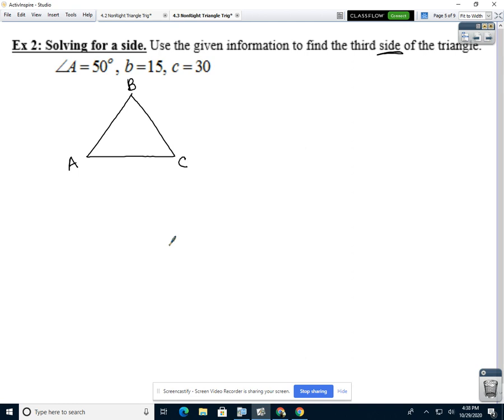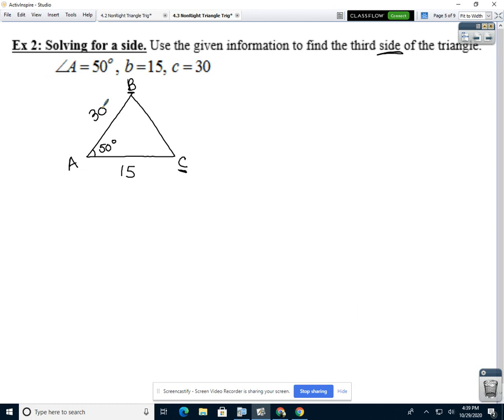So it gives me angle A is 50 degrees. So I'm going to go ahead and put 50 degrees right on here. Lowercase b, or side B, is 15. So here's B, right? So I know that side B has to be across from it. And then side C is 30. So here's angle C. So side C is across from that angle C. So I'm going to put right here 30.